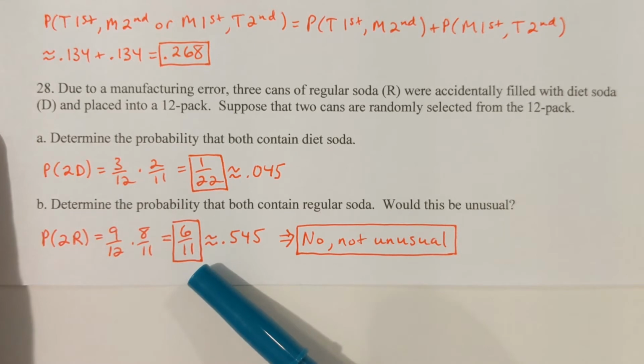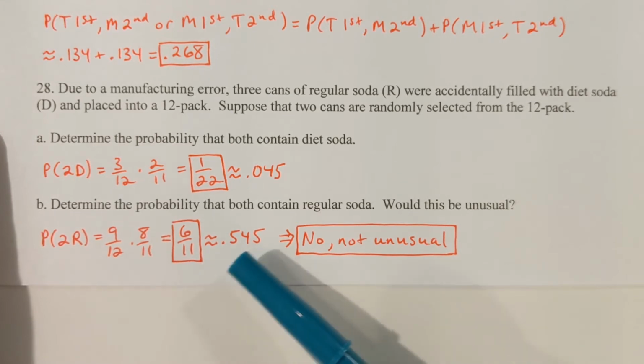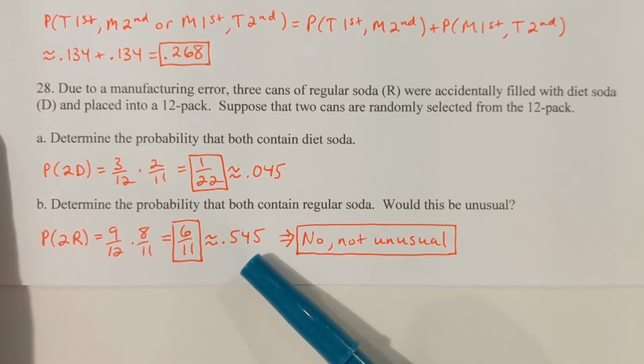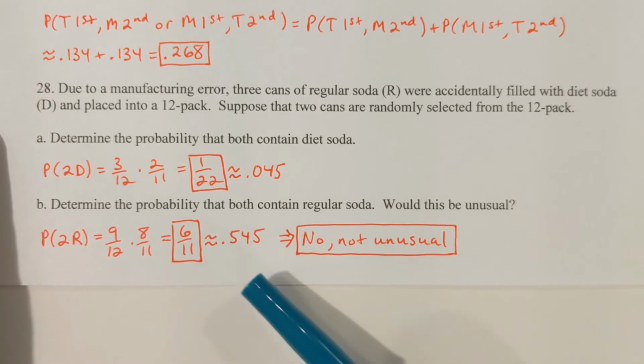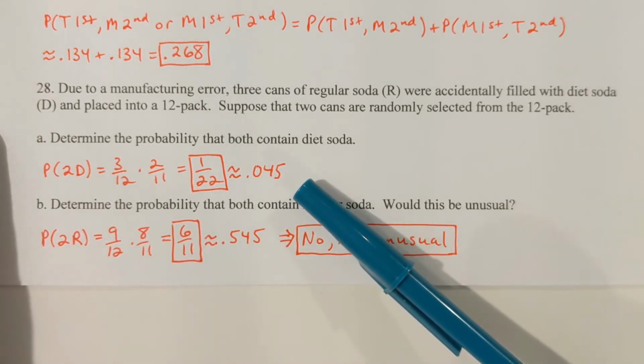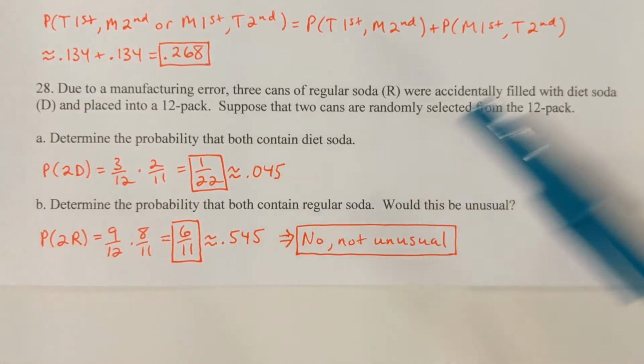Okay, multiplying these numbers would give us 6 over 11, or roughly about 0.545 if we're using decimals. Would this be unusual? No, this would not be unusual because the probability is not a very low number. Now, it would be unusual for both cans to be diet soda, since we have less than a 5% chance of that occurring. That's likely not to happen.